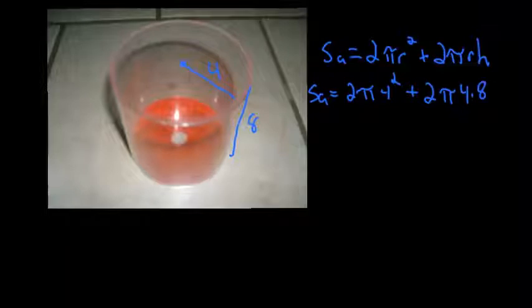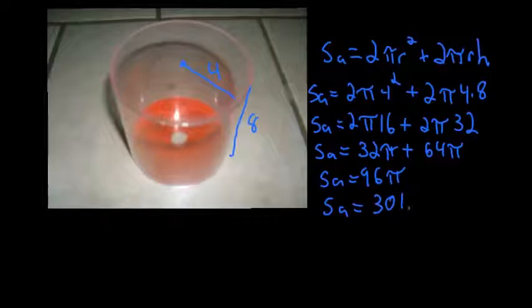And my suggestion to you on this is work everything out before you address pi. So my surface area is going to equal 2 times pi times 4 squared is 16 plus 2 times pi times 4 times 8 is 32. So again, keep working out without using pi. So 2 times 16 would be 32. So I'd get 32 pi plus 2 times 32 would be 64 pi.